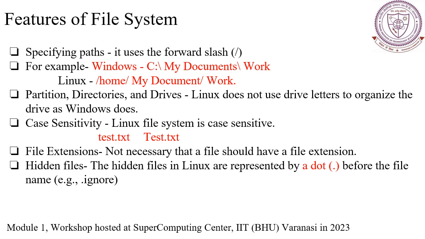For example, the path to the work directory on Windows is C drive, C slash my document slash work. Linux does not use drive letters to organize drives. Instead, drives are mounted on directories in the file system. For example, the root directory of the first drive on a Linux system is typically mounted at forward slash. This means that the path to the work directory on the first drive in Linux is /work.